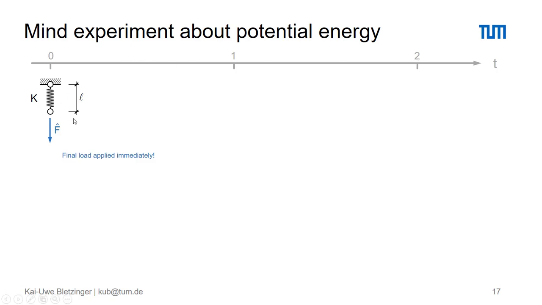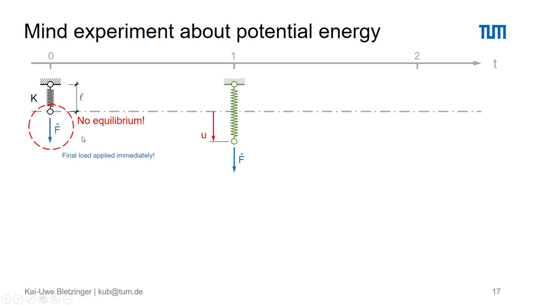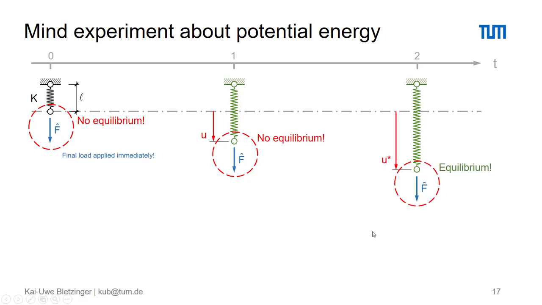Different to before is that we now apply the external intended force F hat immediately, and it's quite obvious that what we see here is not in equilibrium. The intermediate state with a little elongation of the spring by U is still not in equilibrium if we apply the external force F hat, until the final state, which is now in equilibrium as the intended force F hat finally fits to the final deflection U star. Both of them satisfy the spring equation you saw before.